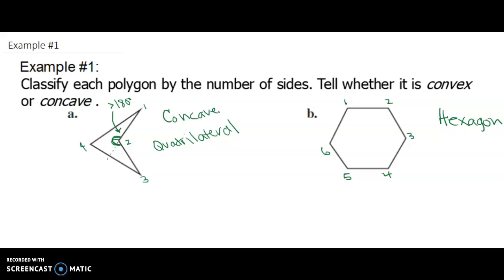One of the ways I like to think of it is this angle here that's over 180. It almost makes the figure look like, let me get some red here, it's caving in right here. Right? If it's caving in, it's concave. All right, let's go to this one here. Well, none of these are bigger than 180. They're obtuse, but they're not bigger than 180. So this here would then be a convex hexagon. So if I asked you this on a test, you'd give me concave quadrilateral, convex hexagon. That's all you need to do.